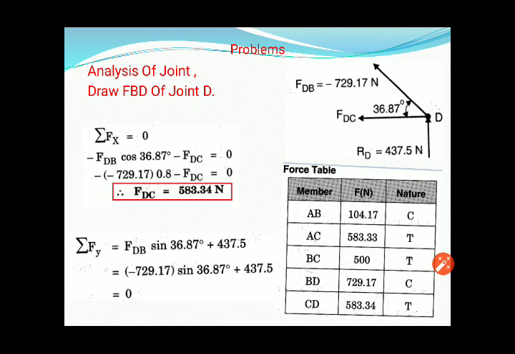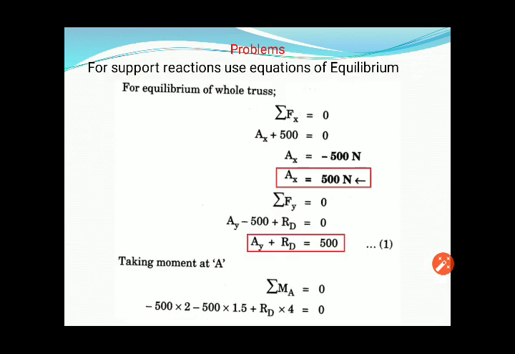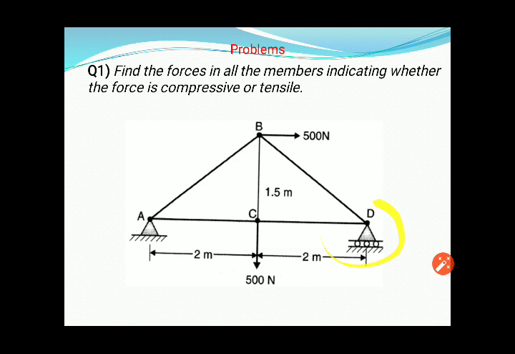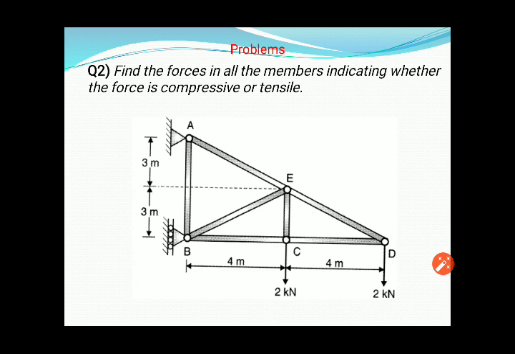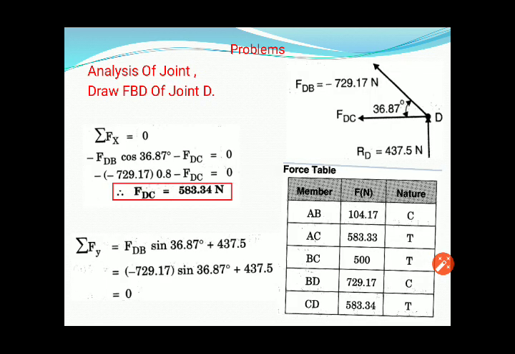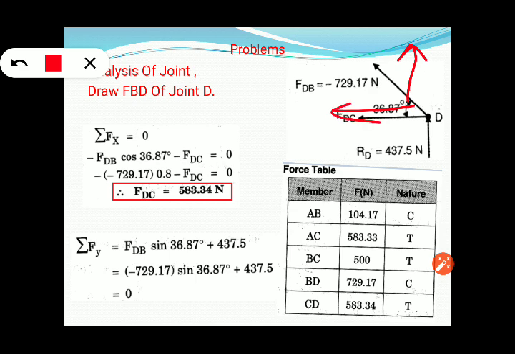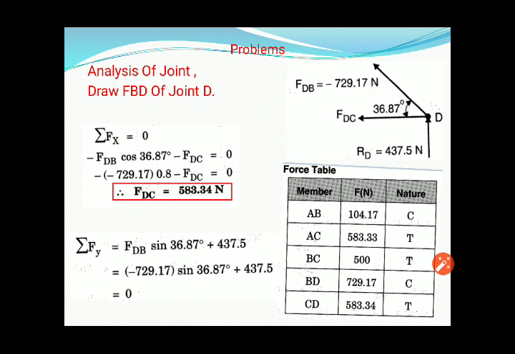So next, consider the free body diagram of joint D. Where is joint D? So this is nothing but joint D. So draw the free body diagram of joint D. Same thing again, resolve the inclined forces, go for summation Fx, summation Fy. So when you go for summation Fx, you will get FDC. And when you go for summation Fy, there you are getting 0 because you already got the value of F.